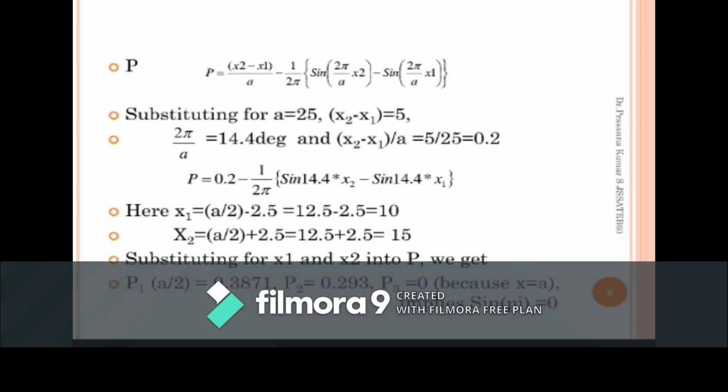minus 1 by 2 pi, bracket, sin of 14.4 times x2, which is 15, minus sin of 14.4 multiplied by 10. You substitute this, and you will get the answer as 0.387. This is the probability at the center of the box having a width of 25 angstrom, within the limits x1 is 10 and x2 is 15. The probability will be 0.387. It means 38.7% is the probability of finding the particle at the center of the box. Now, later on, as homework, you calculate the probability at a by 3.